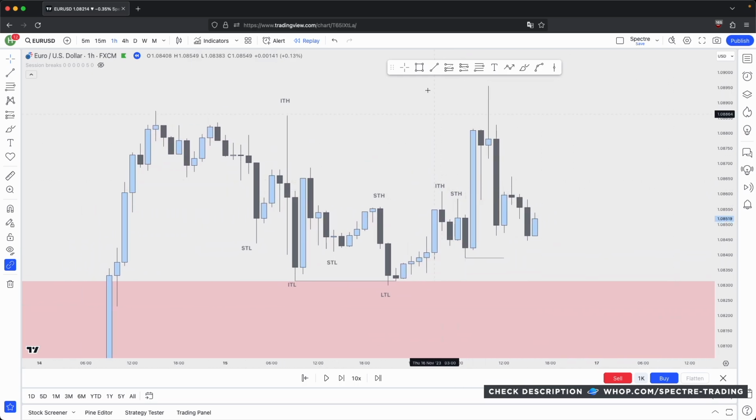So when this intermediate term high gets broken through, that becomes your market structure shift. Or you could use this short-term high for your market structure break, because even though it wasn't an intermediate term high, it still broke this intermediate term low, creating an institutional swing point with this long-term low. So when price took out this short-term high, that is valid for your market structure break.